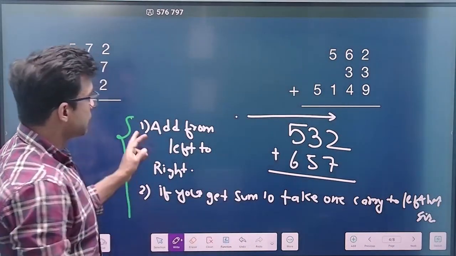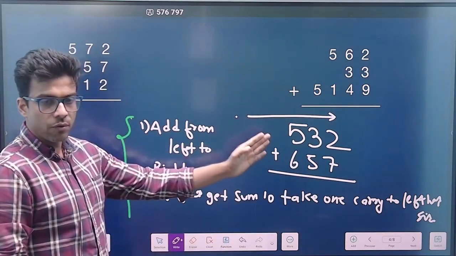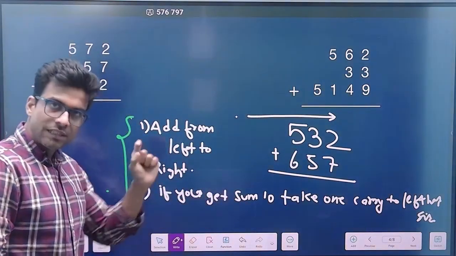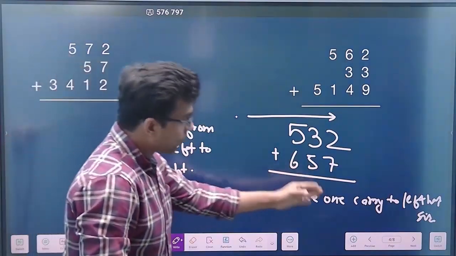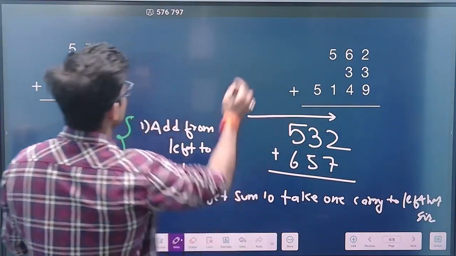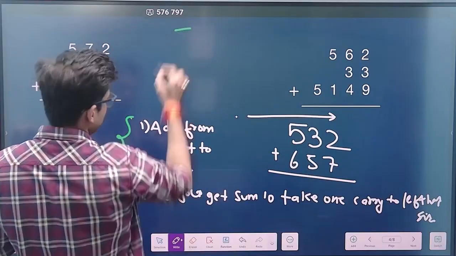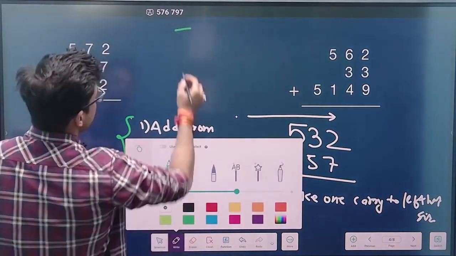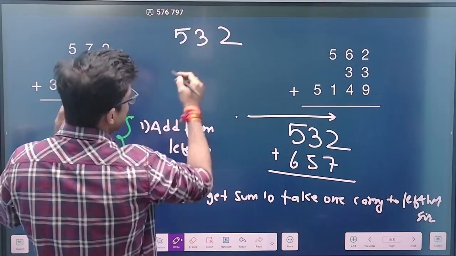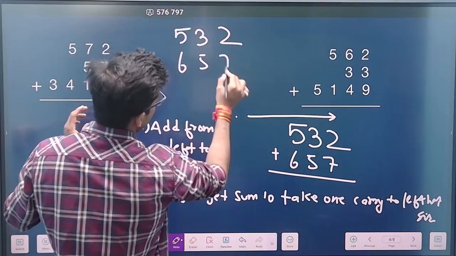What are the rules? Add from left to right. First, you should follow add from left to right. Second, if you get a sum that is 10, then take one carry to the left hand side. Now let's apply this. Suppose I take the number 532, and if I add 657, what did I say?